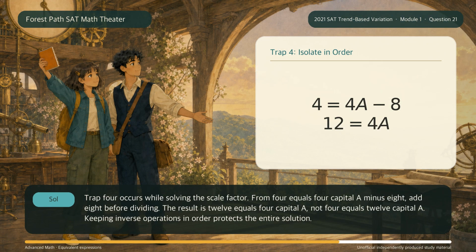Trap 4 occurs while solving the scale factor. From 4 equals 4 capital A minus 8, add 8 before dividing. The result is 12 equals 4 capital A, not 4 equals 12 capital A. Keeping inverse operations in order protects the entire solution.